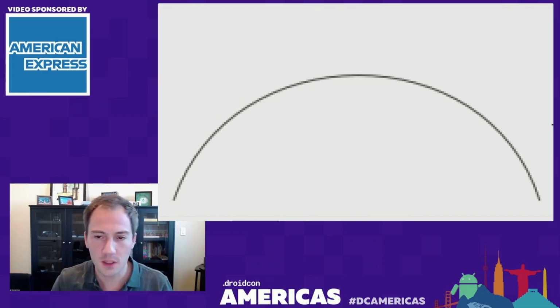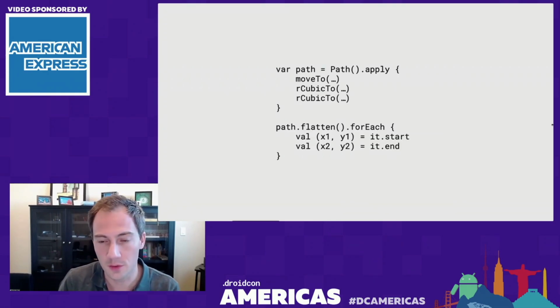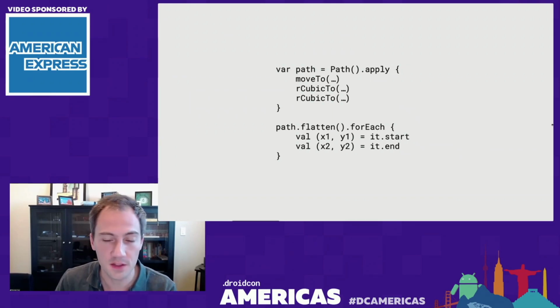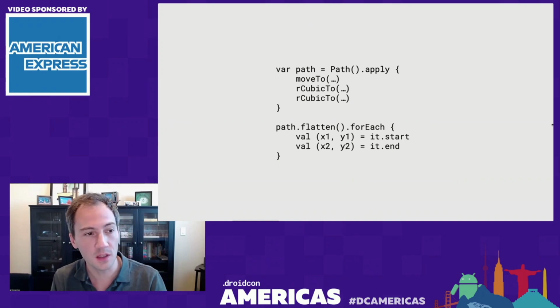We also have an API on Android called flatten or approximate. Here's an example using the KTX extension. You can call path.flatten, and you can specify the flatness that you want. By default, it's less than half a pixel. It will give you all the straight lines that make the path. So if you want to walk the path for an animation, you can use that to easily deal with it because it's just going to be a bunch of straight lines.